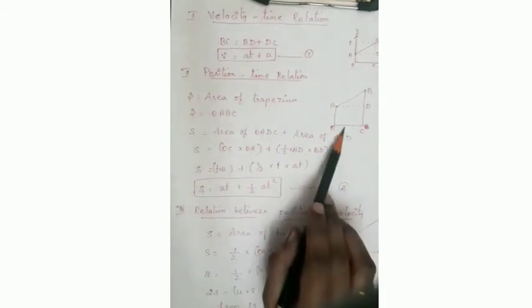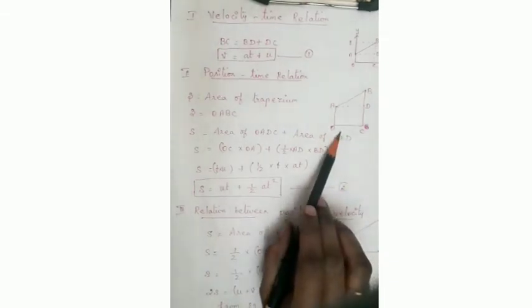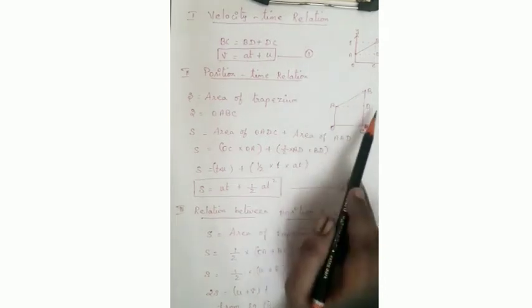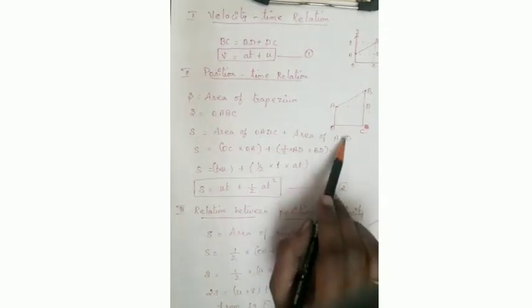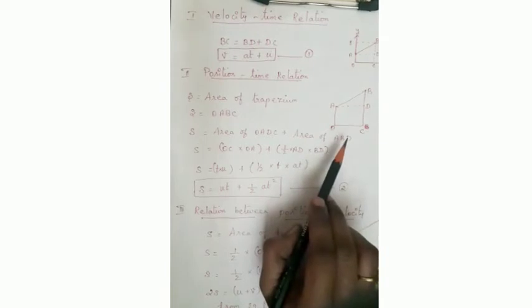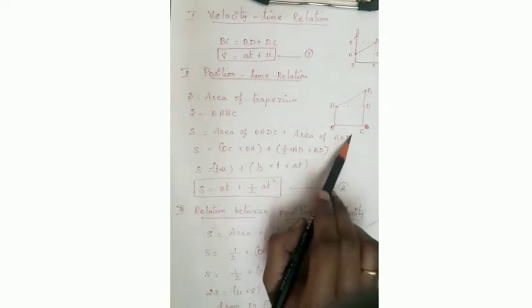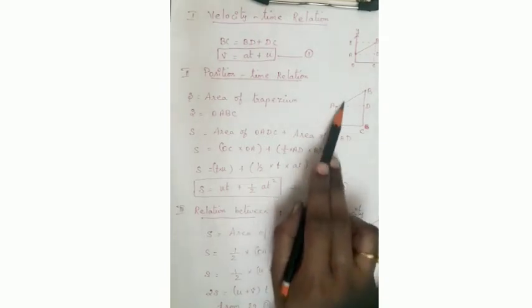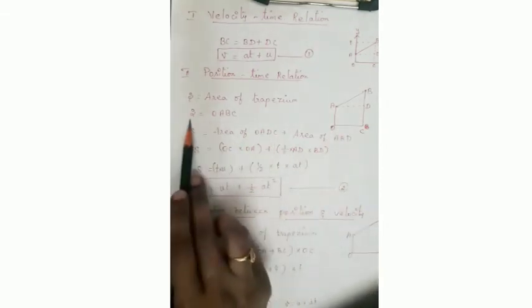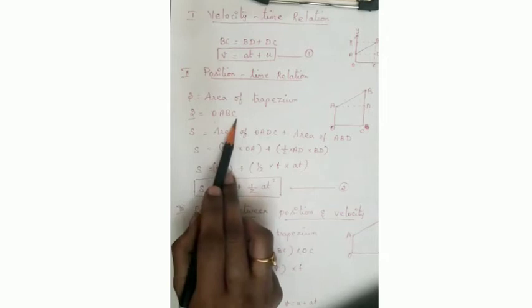I have drawn a separate trapezium here for you to understand. OABC, right? We can see that this is a trapezium. Okay? So OABC is a trapezium. S is the distance, right? So S is equal to the area of OABC.